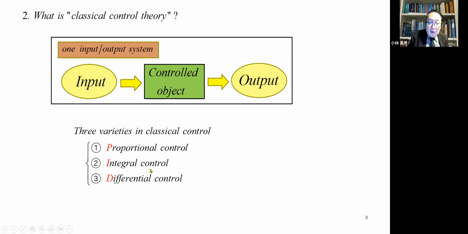So when we use this classical control theory, one pattern is proportional control only. Second pattern is PI control system. Third pattern is PID control system. These are the classification, judging from actual control. Then we go to the next slide.